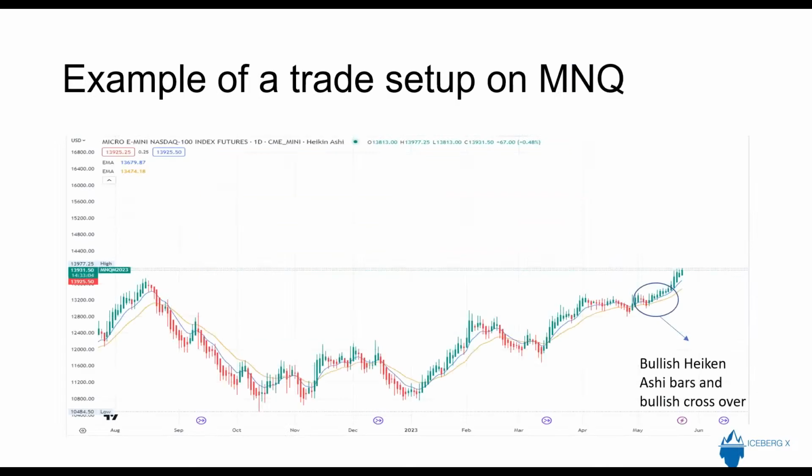So a classic example of combining Heiken Ashi with moving averages is whenever you see green Heiken Ashi bars trading above the moving averages, those are a very good setup for a bullish market. In those instances, you can look at the options market to see where the call options are valued at that time.